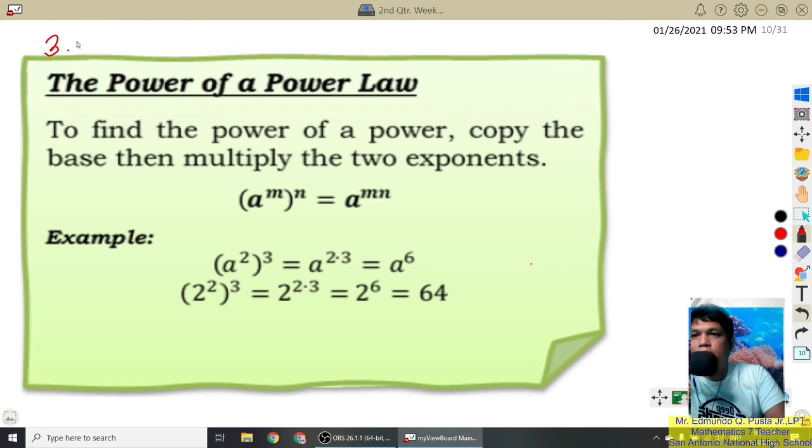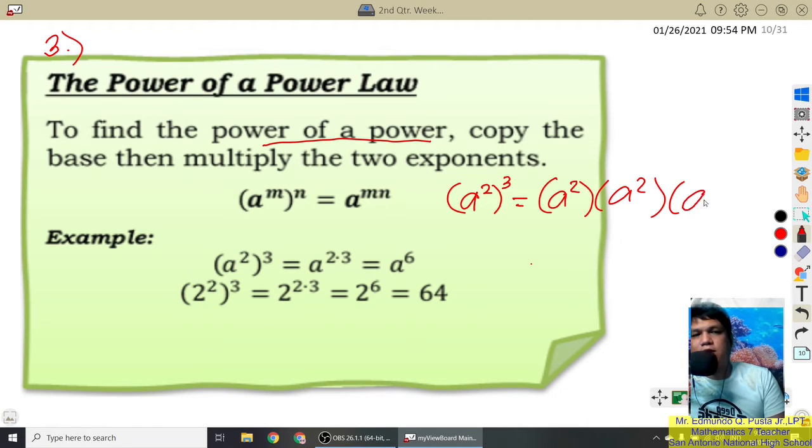The third law that we have here is the power of a power. So we have a raised to the power of m, and then that is also raised to another power n. If we have a power raised to another power, you're going to multiply the exponents. So when you have a squared, and this one is raised to another number, this means that a squared times a squared times a squared.